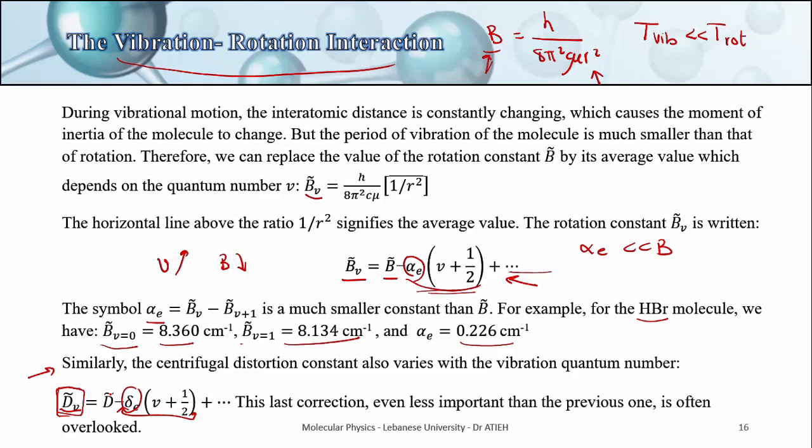So we can assume sometimes that this correction is even negligible, and D is approximately constant in all the levels. So it depends on the molecule, but we can assume that B varies with levels, but D is approximately constant because its correction is very, very small.